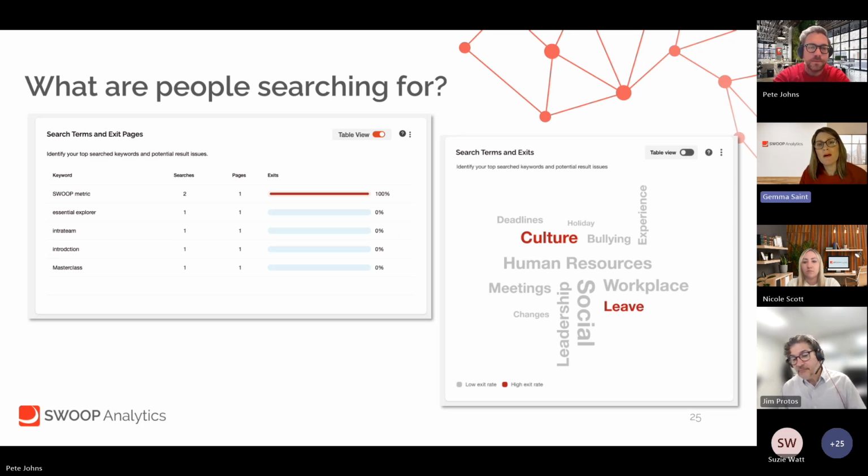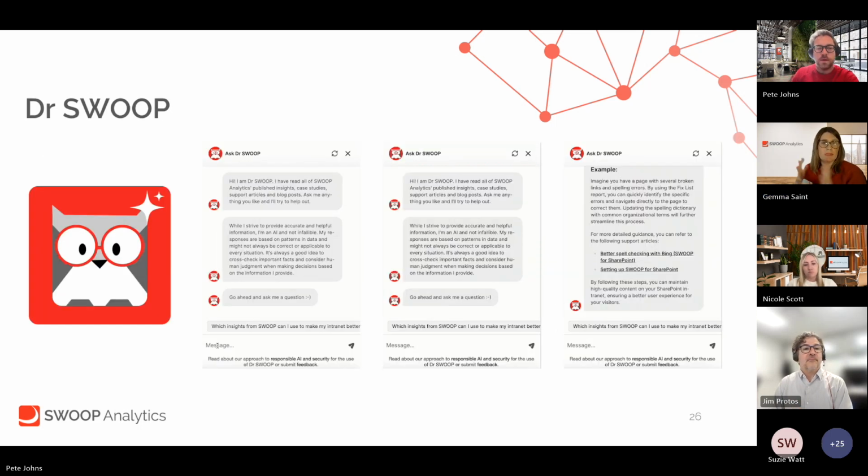And then this is my favourite. So personally, out of all of it, this is one of my favourite areas within SWOOP for SharePoint. What are people searching for? So this just shows you, in the red colour, if they've got a high exit rate, so it means they're doing the searching, they maybe can't find it, and then they're coming out of your intranet. So this again will just really help you understand what content you could be weaving into some of your comms to create that stickiness, make sure that people are coming into your intranet and finding the content they need. Pete's going to cover Dr.